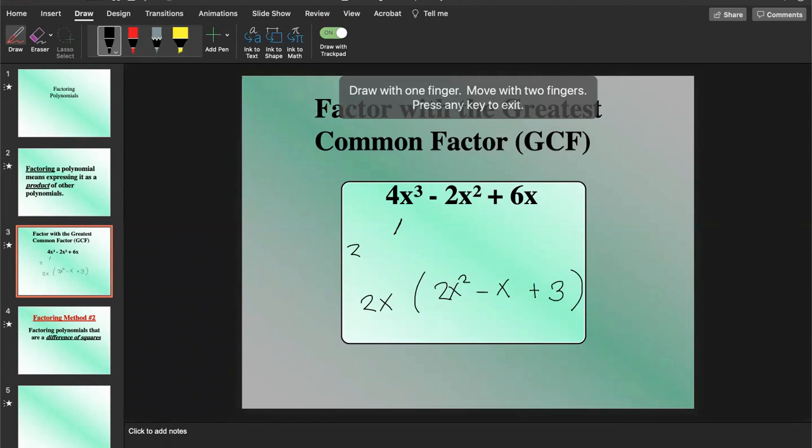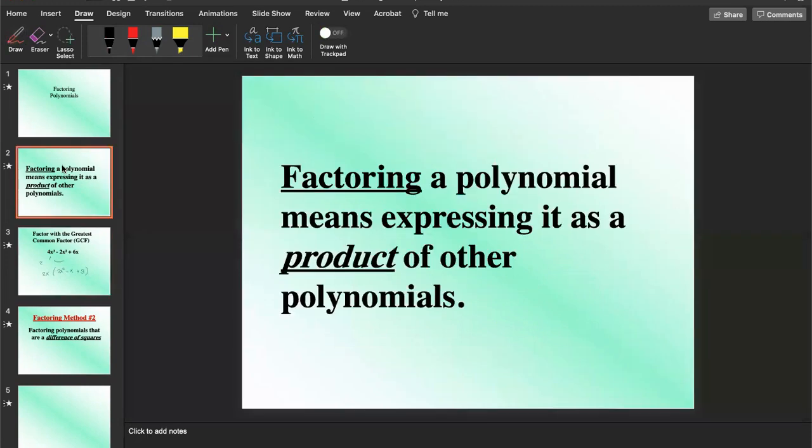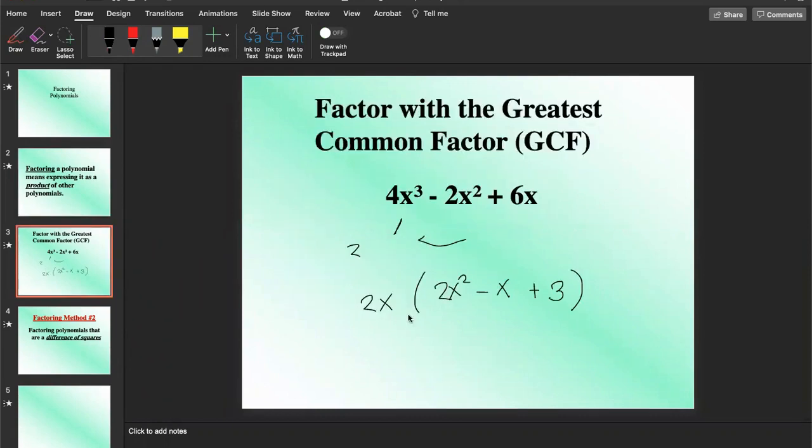And then essentially, going back to the slide, right, we've factored a polynomial and expressed it as a product of other polynomials, right? So this is more like a monomial, but basically it's the simplest way where we have 2x times a polynomial. So we've got a product of two separate terms that are both simpler versions of this 4x cubed minus 2x squared plus 6x. So with that said, that's going to be like the biggest way.